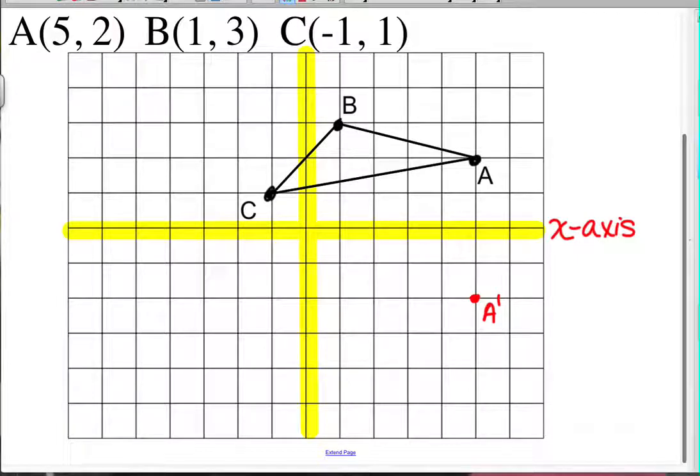B is currently up 1, 2, 3. I'm going to make it go down 3. 1, 2, 3. B prime. Over here at C, C is currently up 1. C is going to go down 1. C prime. Connect A prime and B prime and C prime back to A prime. And that is a congruent triangle. I simply picked it up with my spatula and flipped it down across the x-axis.